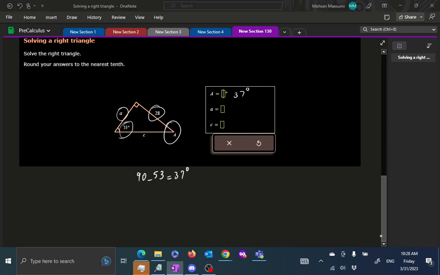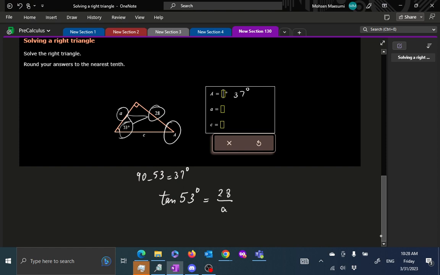So what formula is going to connect these three to each other? This is given, this is given. We want to find that. We say, well, if I was calculating tangent of 53 degrees, it would have been written as 28 over A. Is that right? Now, multiply by A. You say A tangent of 53 is 28. So A becomes 28 over tangent of 53 degrees. So that is going to settle the issue.